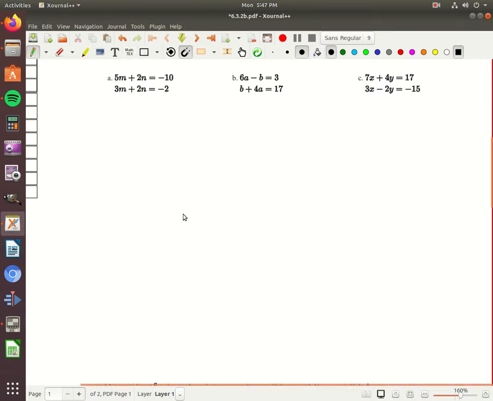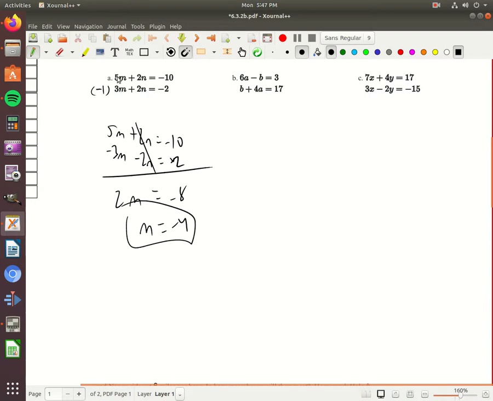This one sets up perfectly for elimination, right? If I multiply the bottom by -1, I'm going to get 5m plus 2n equals -10 on top. On bottom, I'll get -3m minus 2n equals +2. So these will eliminate. I will get 2m equals -8, so m is -4. And then if I substitute that into the top, 5 times -4 plus 2n equals -10. -20 plus 2n equals -10. Add 20 to both sides, I will get 2n equals 10, n equals 5.